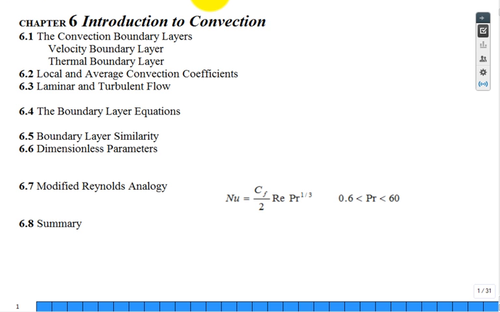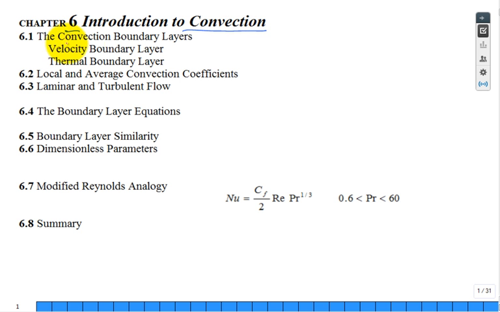All right, so today is our one and only lecture in Chapter 6, which is an introduction to convection. It's followed by Chapters 7, 8, and 9, which cover more areas of convection, like forced convection and natural convection. And then we cover boiling and condensation a little bit, which is under the umbrella of convection as well.